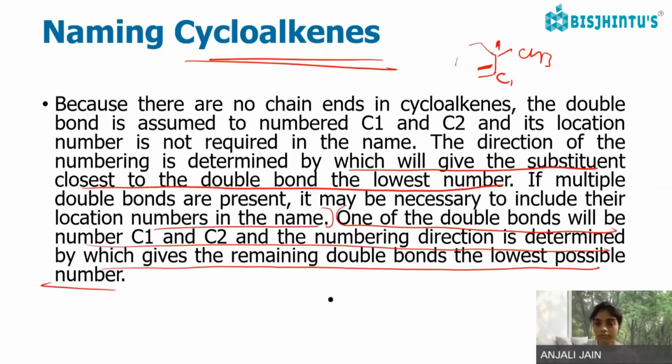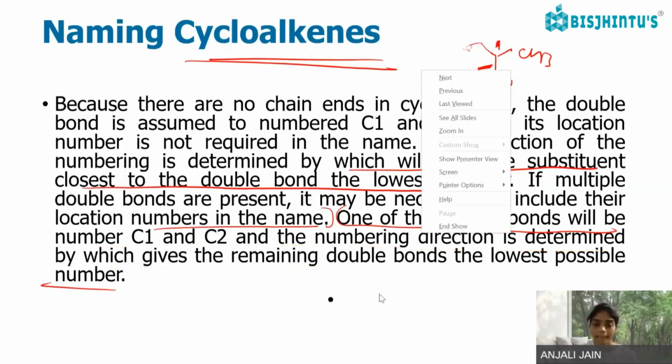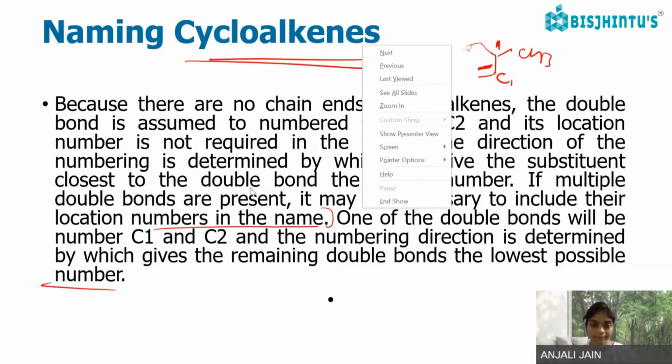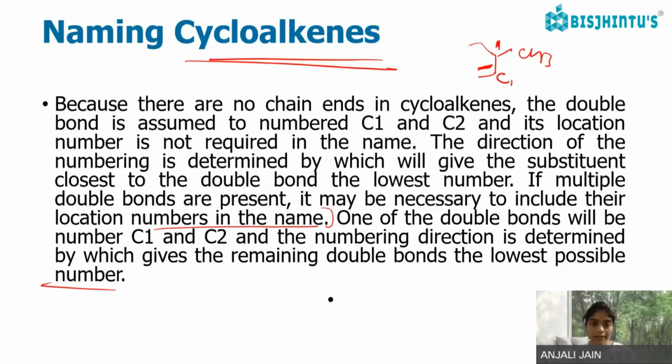Okay, so on the double bond, they have already clearly stated that the direction of the numbering is determined by which will give the substituent closest to the double bond the lowest number. If multiple double bonds are present, it may be necessary to include their location numbers. So the substituent should be given priority. If more than one double bond is present, then 1, 2, 3, 4, 5, and 6.